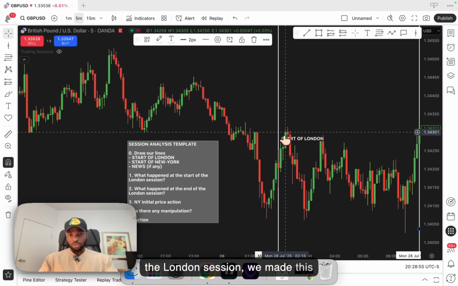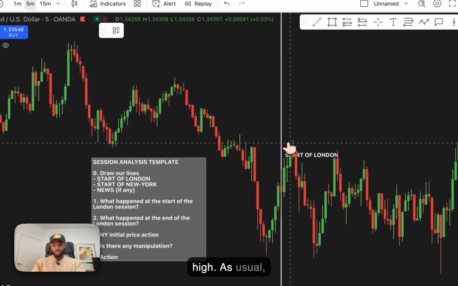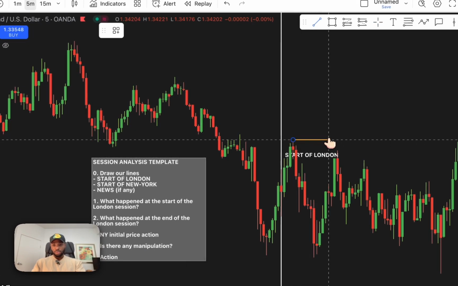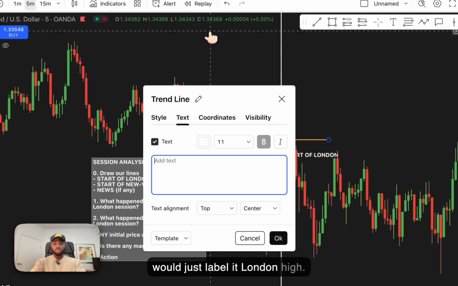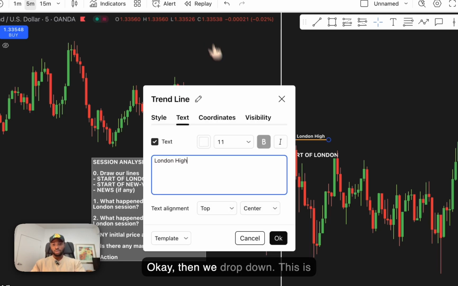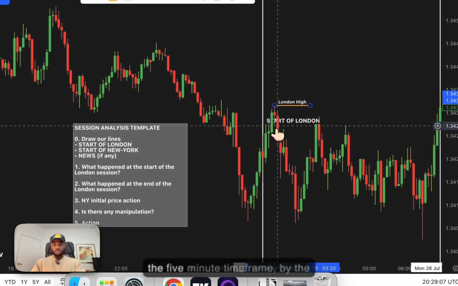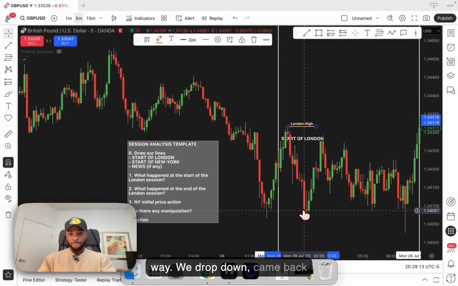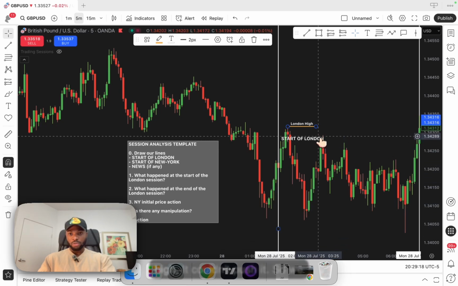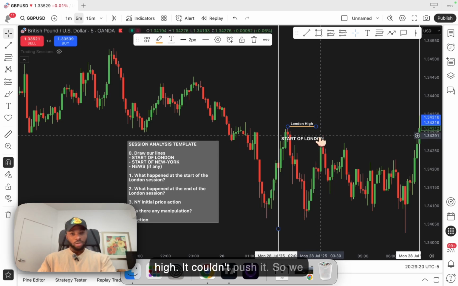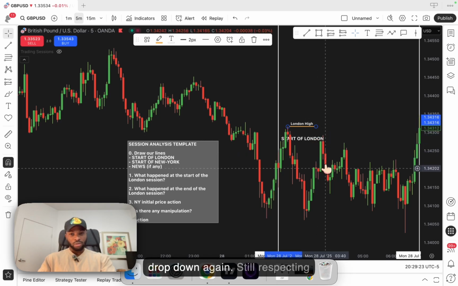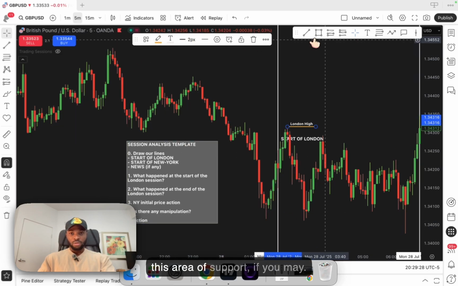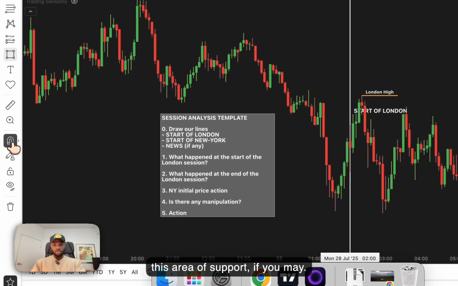Okay, at the start of the London session, we made this high. As usual, I would just label it London high. Then we drop down. This is the 5-minute time frame, by the way. We drop down, came back up again towards this previous high. We couldn't push it, so we dropped down again, still respecting this area of support, if you may.